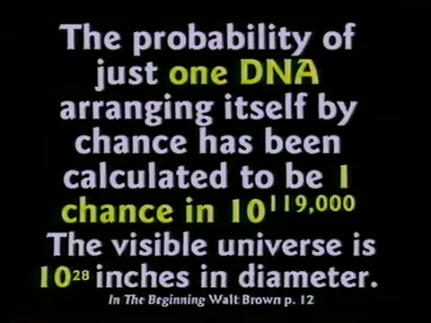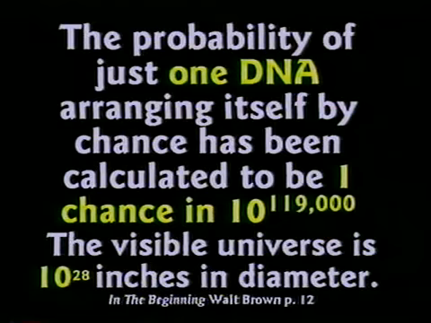The current observable universe is 10 to the 28th power inches in diameter. That's a huge number. 10 to the 29th would be 10 times bigger than that. 10 to the 30th is 10 times bigger than that. 10 to the 119,000th is real big. So that's the odds that these people are gambling on, that a DNA could happen by chance. I tell people, look, if you want to believe that, that's perfectly fine. I don't care what you believe.